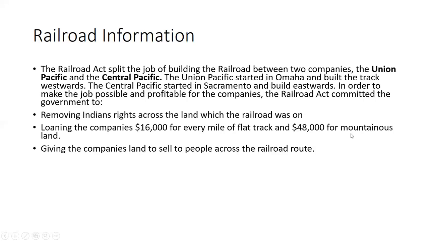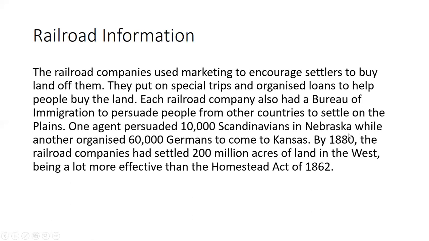Now, we've gone through those bits there. The railroad company also used marketing to encourage settlers to buy land off them. So as I mentioned, the railroad companies were given land, millions of acres of land to be able to sell. They put on special trips and organised loans to help people to buy the land. And each railroad company had a Bureau of Immigration to get people from outside the country into America and settle on the plains, an area that was really difficult to settle on.